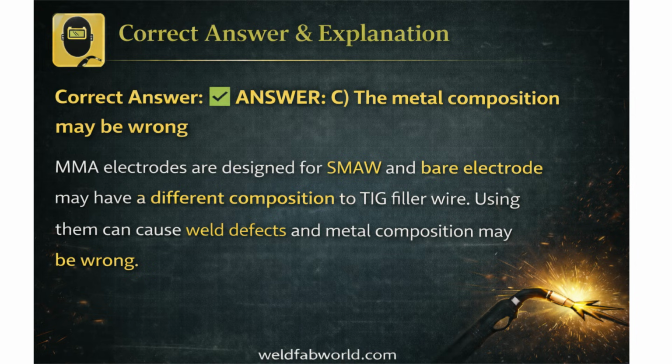Answer C. The metal composition may be wrong. MMA electrodes are designed for SMAW and bare electrode may have a different composition to TIG filler wire. Using them can cause weld defects and metal composition may be wrong.